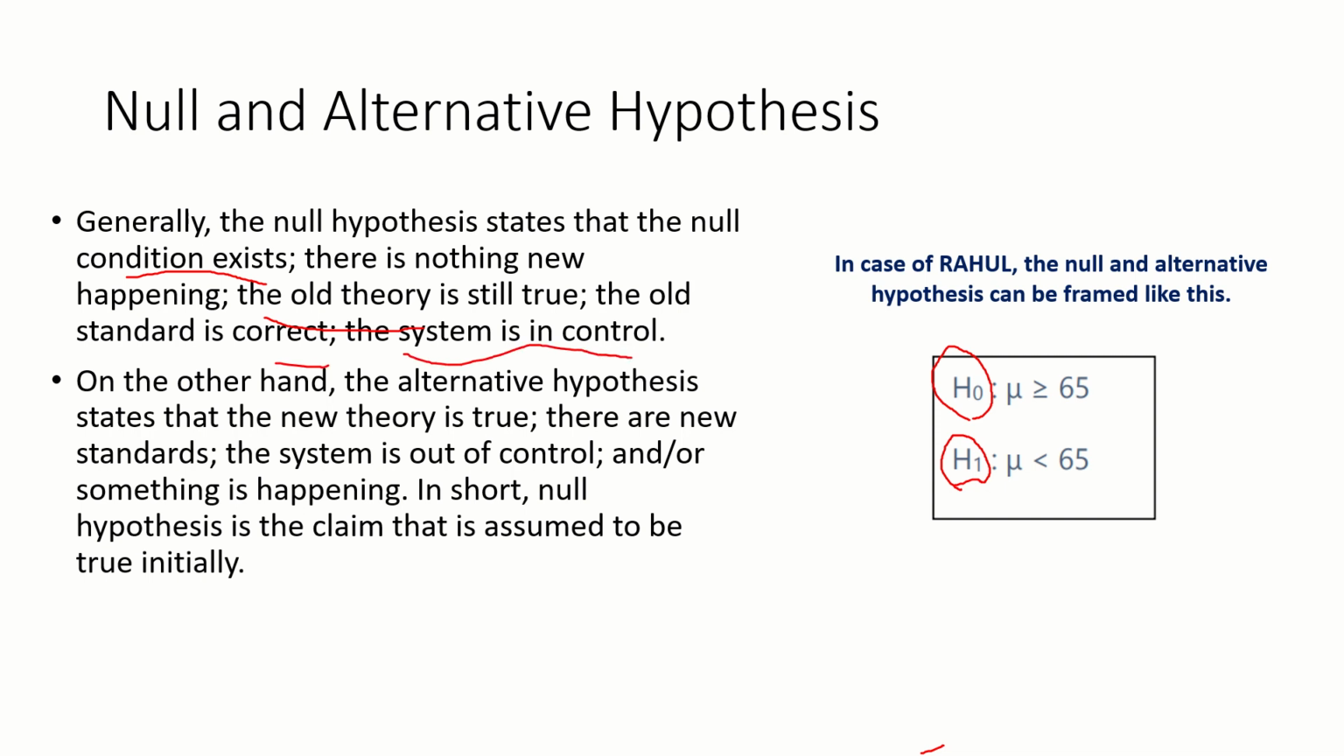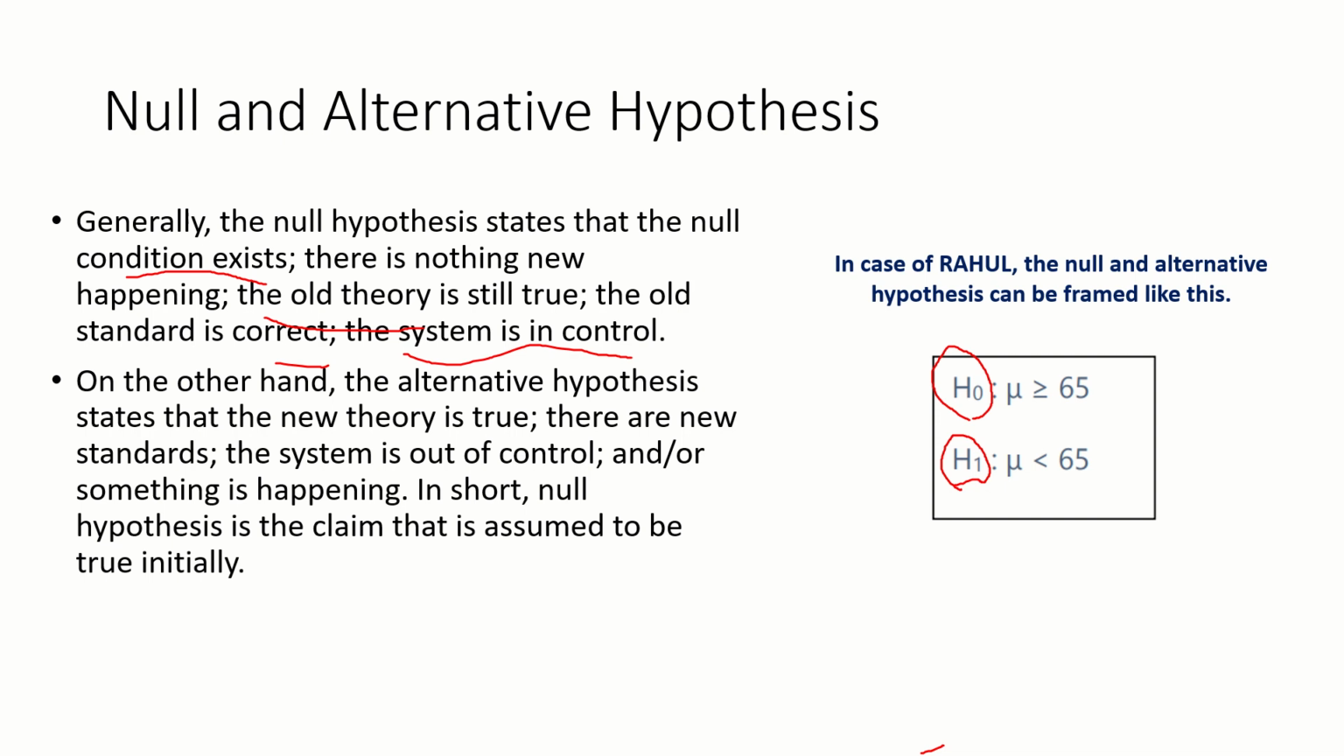Please remember, on the other hand, the alternative hypothesis states that the new theory is true. That means it is challenging the existing theory, the existing system. There are new standards. The system is out of control, or something is happening. In short, the null hypothesis is the claim that is assumed to be true initially.